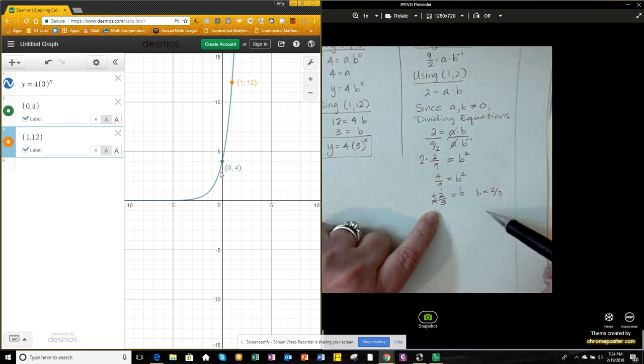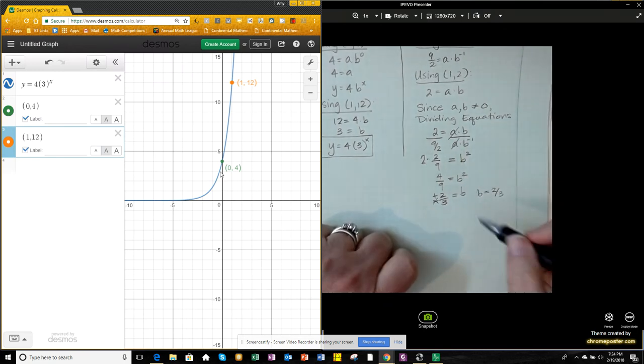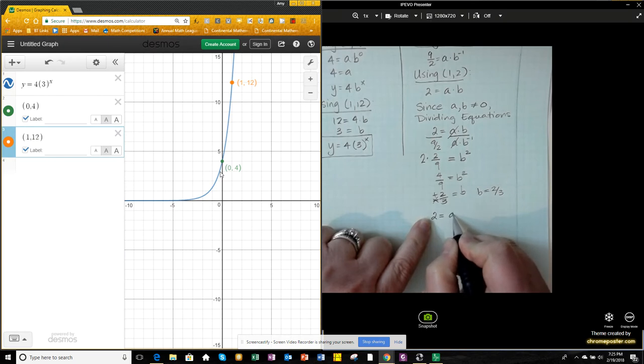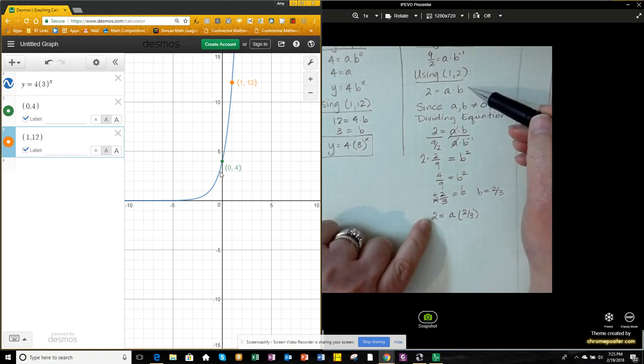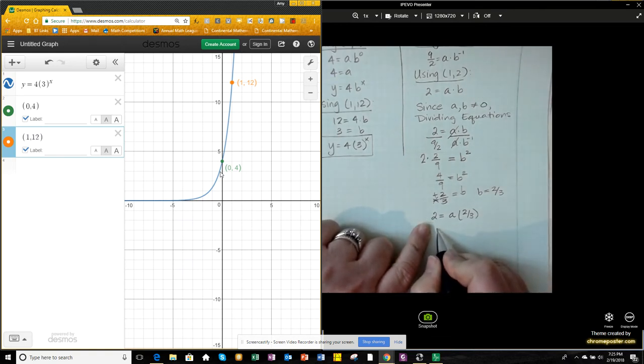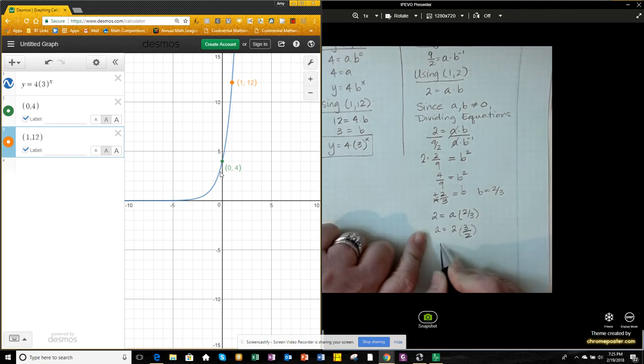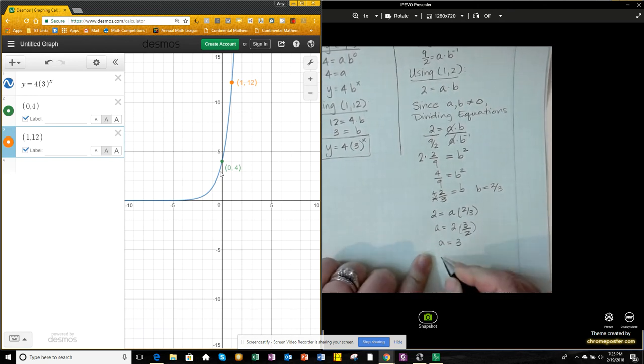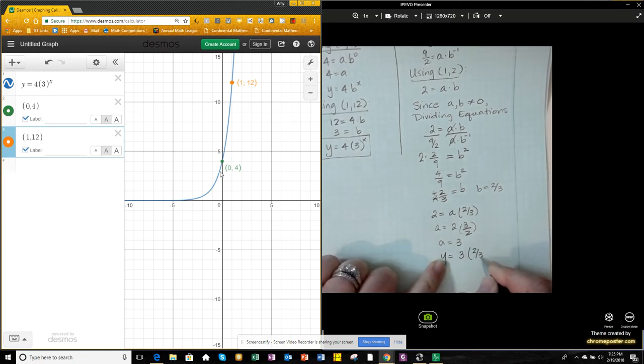And now I have to solve for a. And I can use either of the two equations, and I'm going to use the easier one. I'm going to say 2 equals a times 2 thirds, because that's b. And that was b to the first up here. And so a is going to equal 2 times 3 halves if I flip that. And that's going to be a is equal to 3. So my function is going to be y equals 3 times 2 thirds to the x.